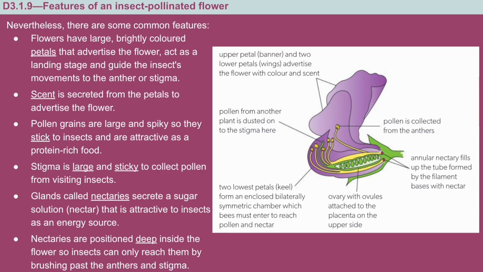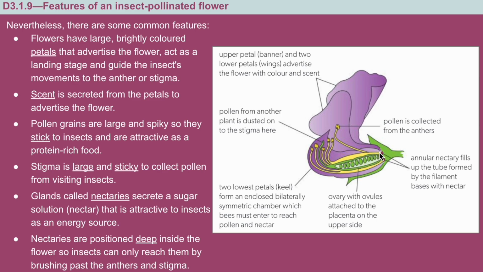So even though we have this wide variety, there are some common features. Flowers have large, brightly colored petals that advertise the flower. Scent is secreted by the petals to advertise the flower. Pollen grains are large and spiky, so they stick to insects. They're attractive as a protein-rich food. The stigma is large and sticky to collect pollen from visiting insects. And then there are glands deep within the flower called nectaries that secrete a sugar solution that is attractive to insects as an energy source.